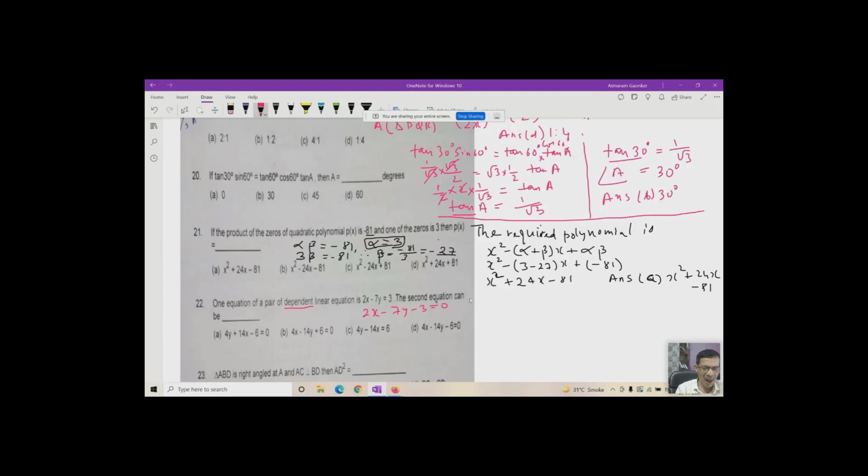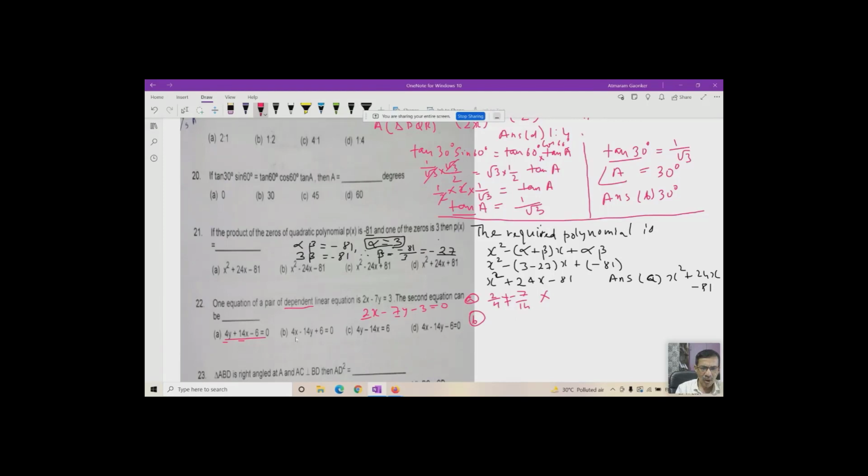Now number one case. Let's take case A. So now that will be 2 upon 4. It's one ratio. Then minus 7 upon 14 is another ratio. And you see these first two ratios are not equal. So A cannot be the answer.